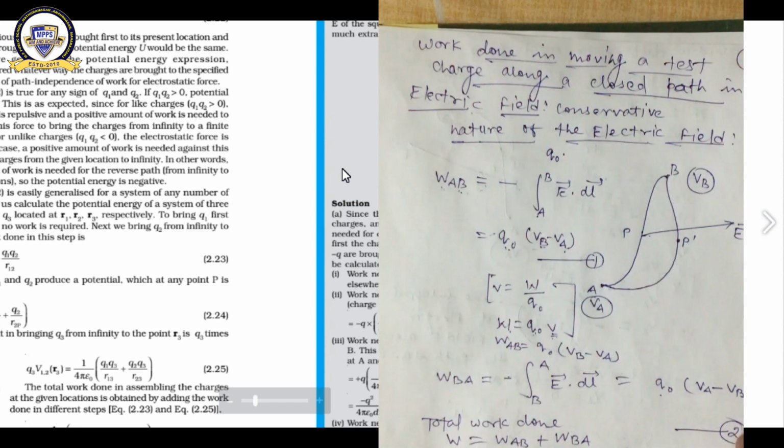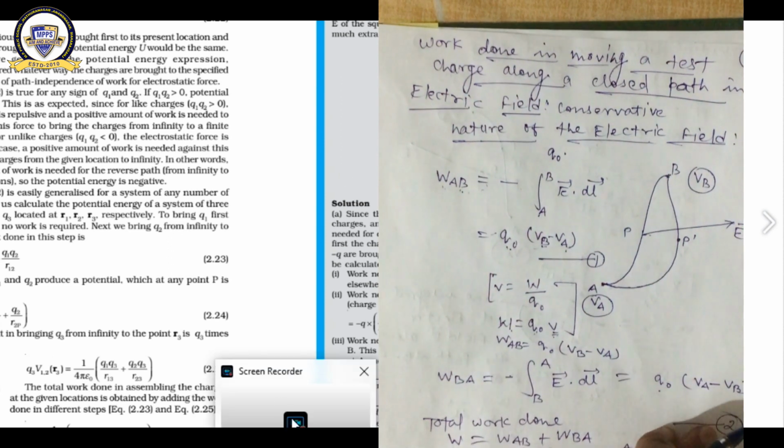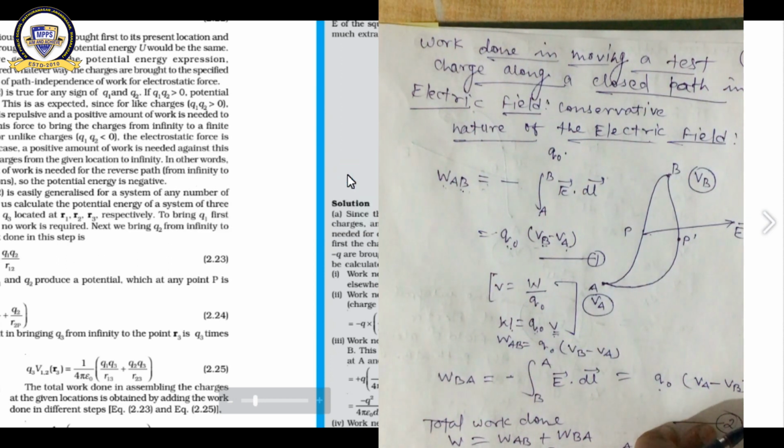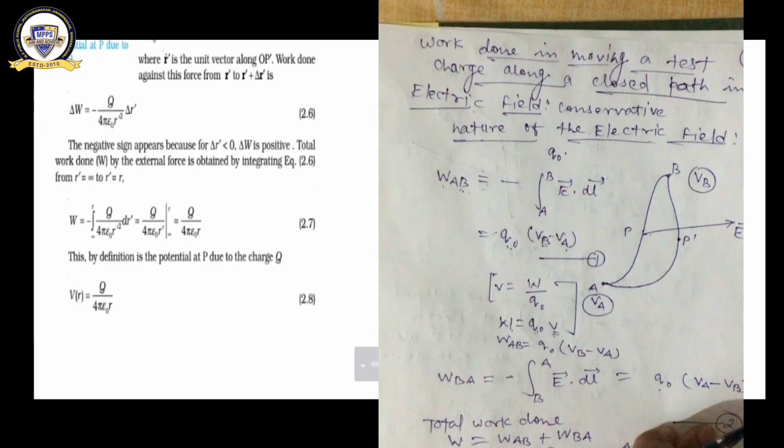From this relation, it is clear that the total work done in moving a test charge along a closed path in an electric field is 0. Here this is the conservative field.